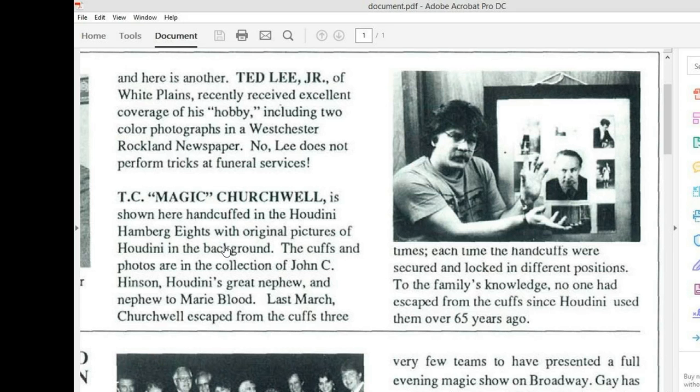Oh, by the way, this is a magazine write-up because I was lucky enough to get into a pair of handcuffs that Houdini owned and locked away, like he locked away a lot of his stuff. And as far as anybody knows, I was the first person in over 65 years to escape from them or to put them on. So the last person to wear these cuffs was Houdini. So I had to put something up, so I put that up.